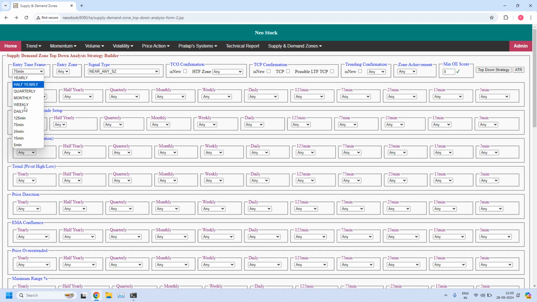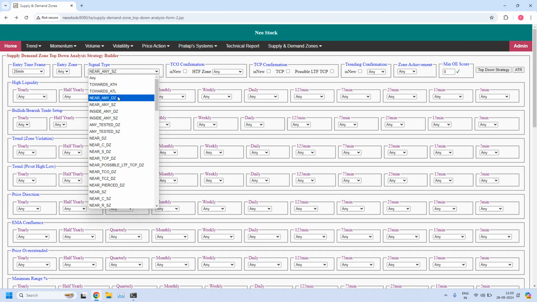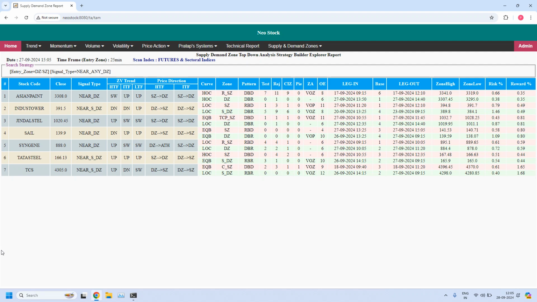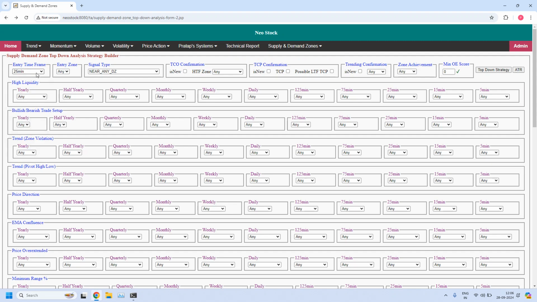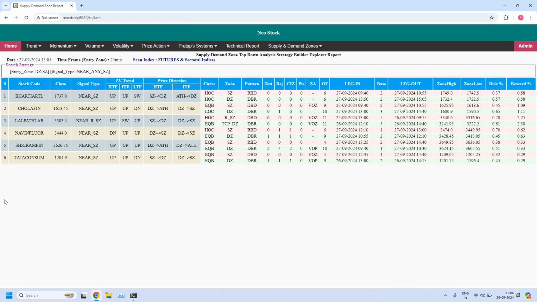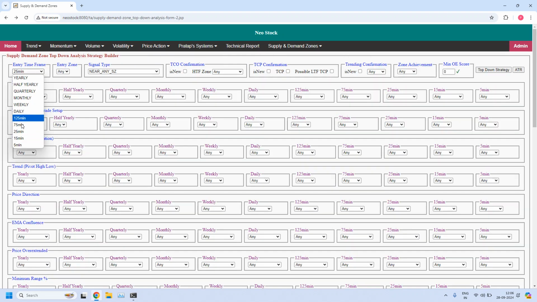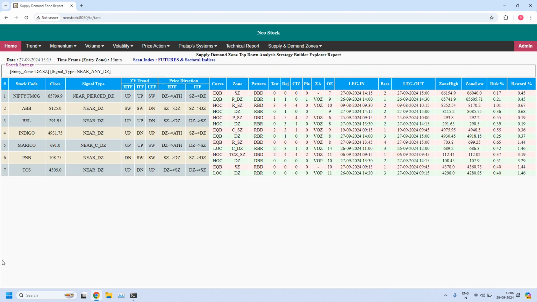So next time frame is 25 minutes. So let us find the stocks near 25 minutes demand zone. 7 stocks are filtered near to the 25 minutes demand zone. Next, for 25 minutes time frame, let us find the stocks near 25 minutes supply zone. 6 stocks are filtered. Next time frame is 15 minutes. Let us find the stocks near 15 minutes demand zone. 7 stocks are filtered near to the 15 minutes demand zone.